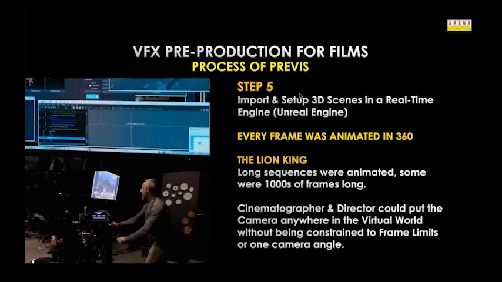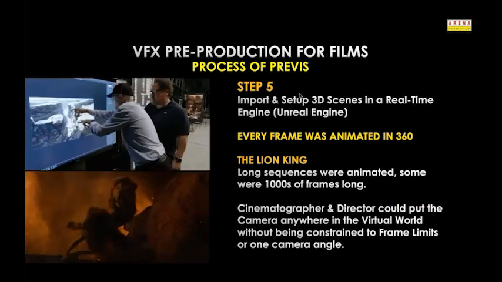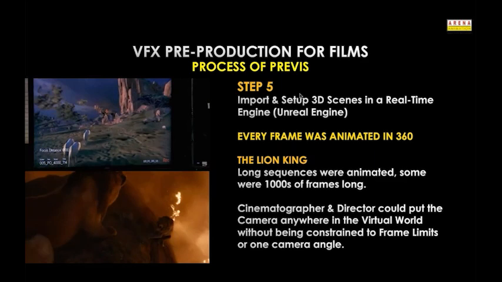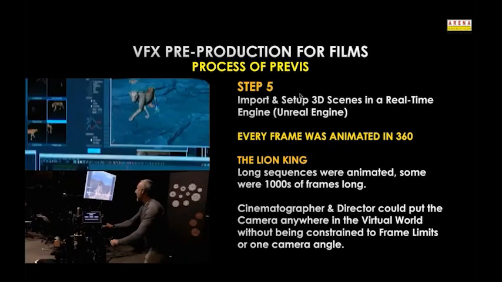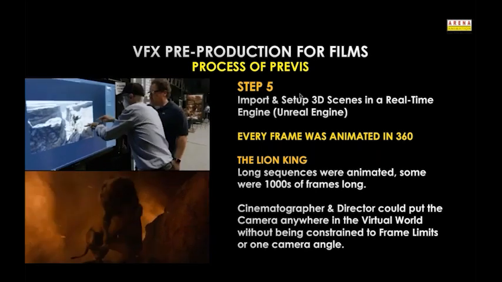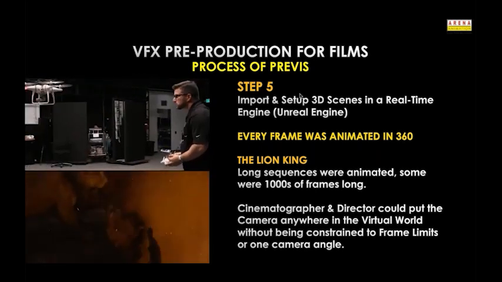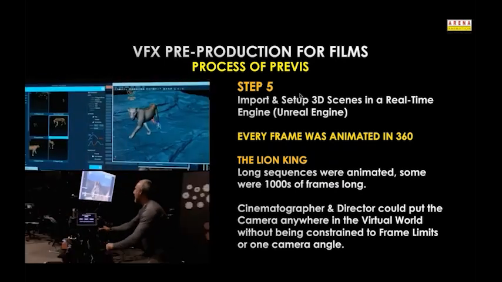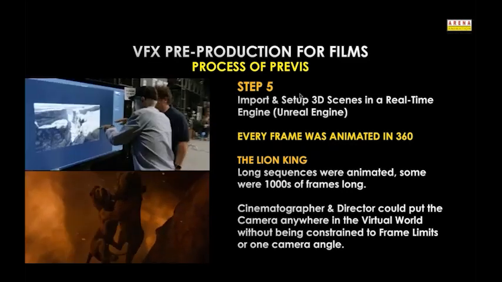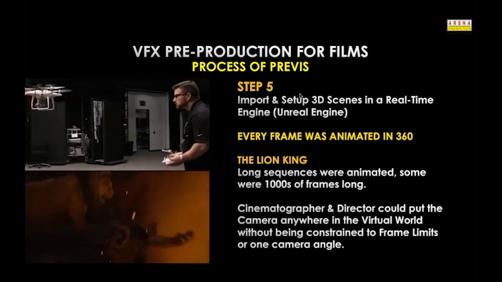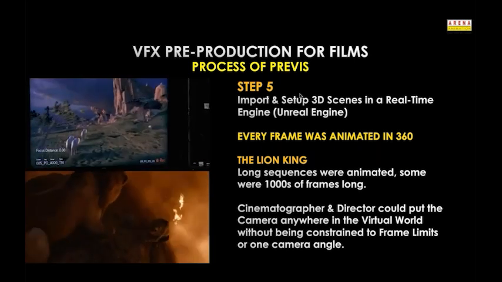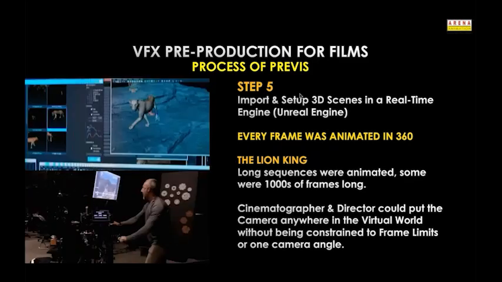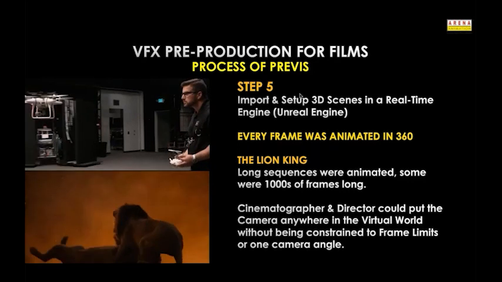Step 5 is you import your 3D scenes from Max, Maya, iClone into a real-time engine. This is a new process which is currently being used. Like I earlier said, The Lion King used a long animated sequence, some sequences thousands of frames long, but it gave them a complete idea of what it would look like in the previs itself. So you can see the director and the cinematographer using these cameras or drones.